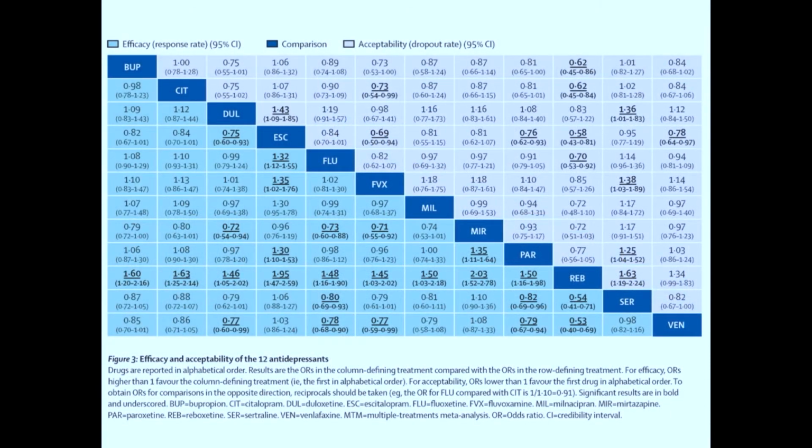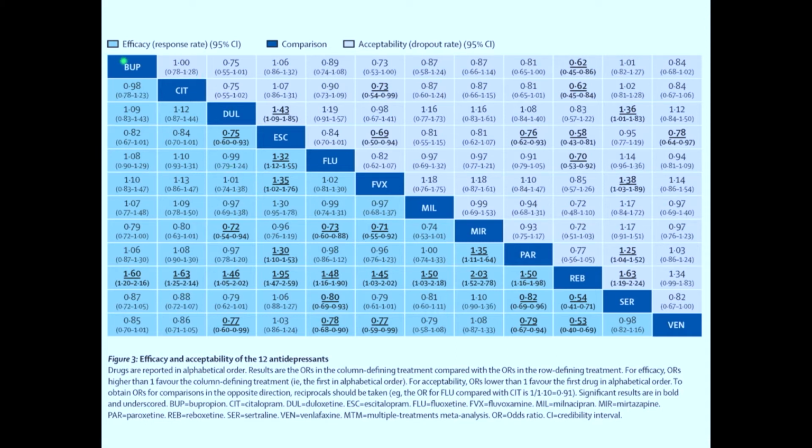And I can produce a league table. So I showed you table 1, and this is the league table where we have all the drugs in alphabetical order. And here on the bottom left, I have efficacy, response rate, 50% reduction. And on the top right, I have acceptability, dropout rate. But as you can see, all the cells are filled with an estimate.